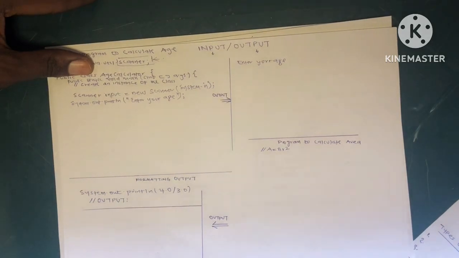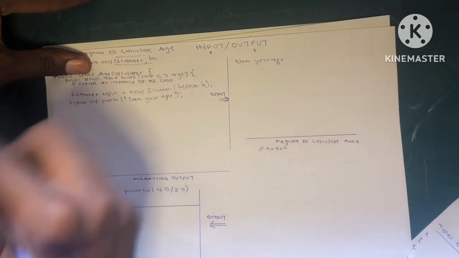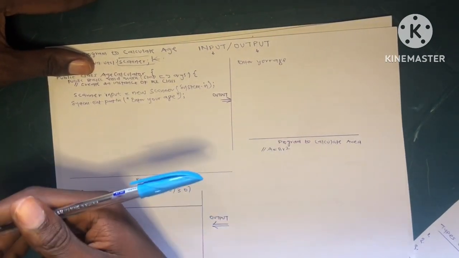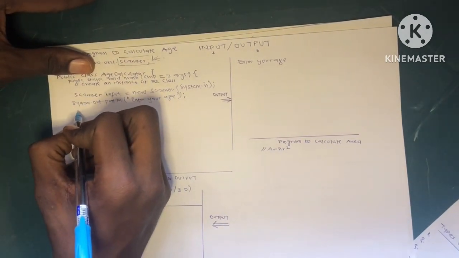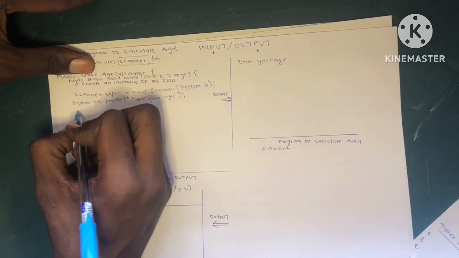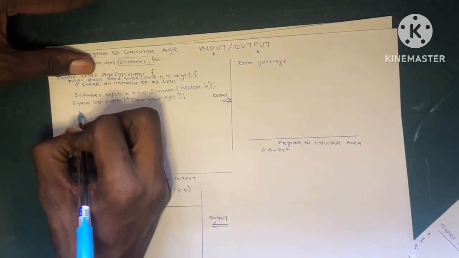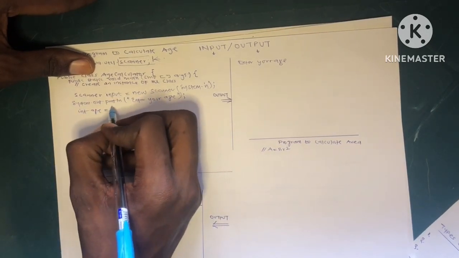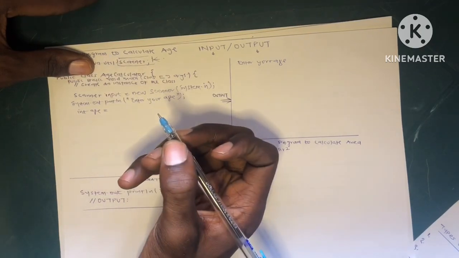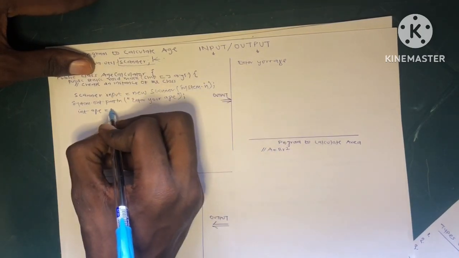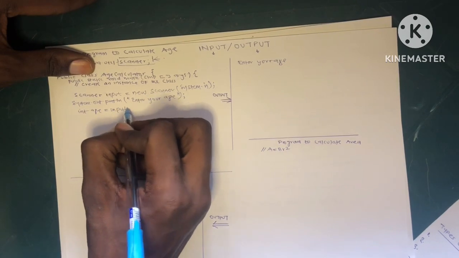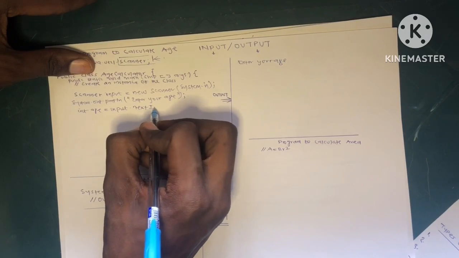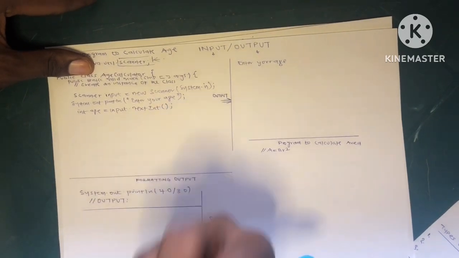Now, after asking the user to enter his age, the next thing we must do is create a variable that will store that age. Since our age is a whole number, we'll say int. Let's create a variable age, and now observe something. Take note. We'll say input.nextInt, I know this is very difficult, input.nextInt, then a semicolon.